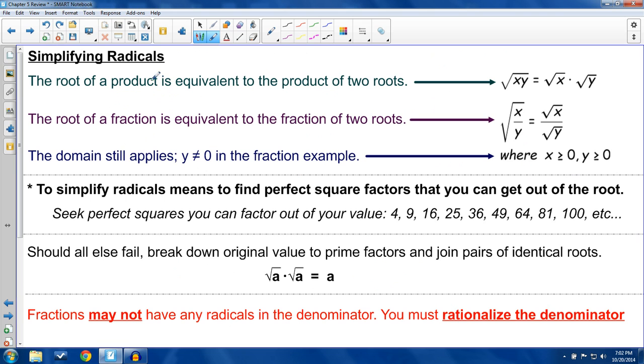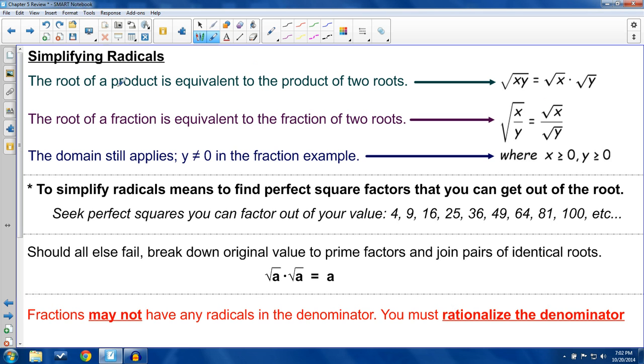Okay, simplifying radicals. This is something that's going to be taken care of a little bit more when you do quadratic formula or completing the square, which is why I wanted to get through it first. Okay, here are a few properties that would be good to know.